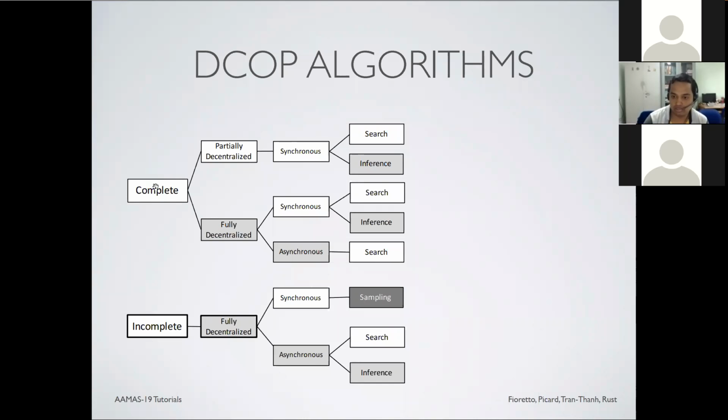Now, inside the complete algorithm, it can be partially decentralized, it can be fully decentralized. Decentralized means distributed. It can be synchronous and asynchronous. Synchronous can be search and inference based. Similarly, asynchronous can also be search and inference based. Asynchronous can be of search. Similarly, for this one also, it is fully decentralized. This fully decentralized can be of two types: synchronous and asynchronous type.